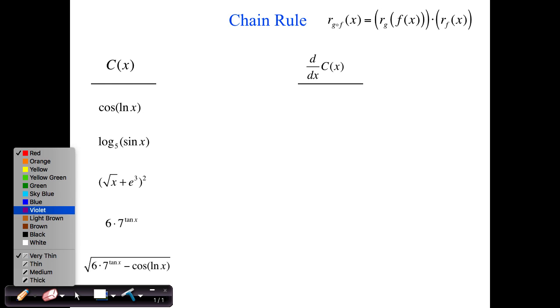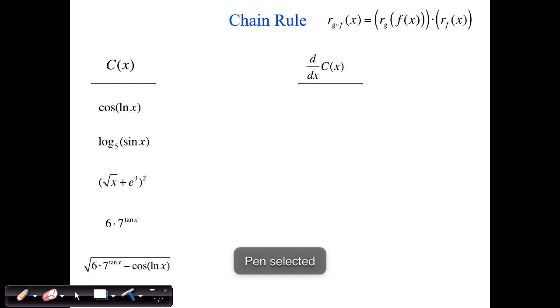But let me go back to blue, less scary. All right, so if I've got cosine of natural log of x, again, this is all about chain rule. So this is a chain rule situation. This is not cosine times natural log of x. That doesn't actually make any sense.